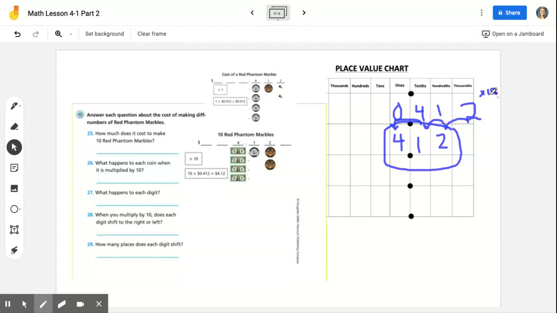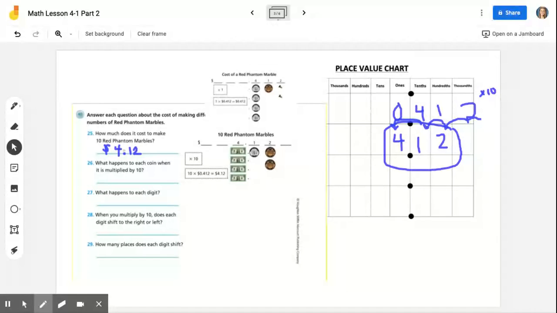And that's after making 10 phantom marbles, and that goes along with what the book said. So let's write that answer into your book, page 116, number 25. The answer is $4.12. That's how much it costs to make 10 marbles.